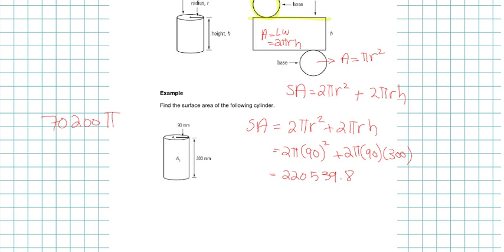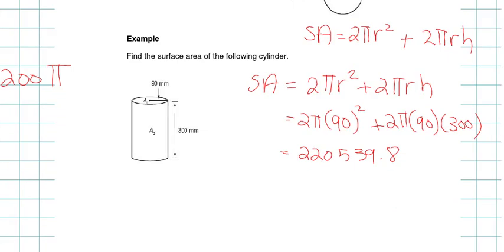What would be my unit for this one? What is my original unit? Millimeters. And because it's a surface area, it's going to be millimeters squared. Any area or surface area is going to be squared.